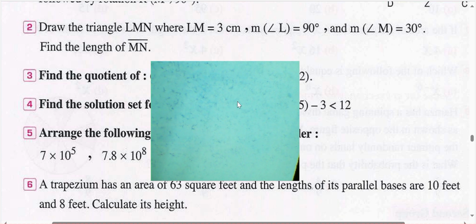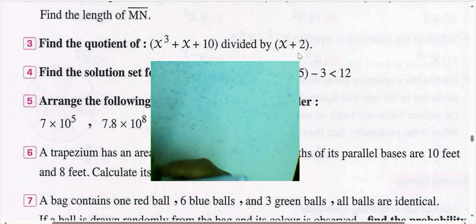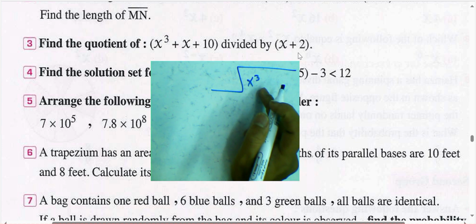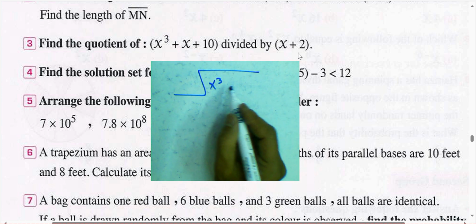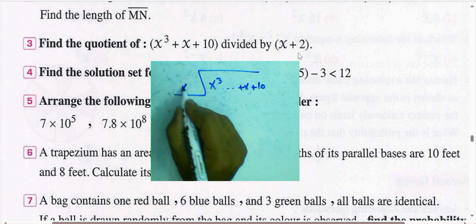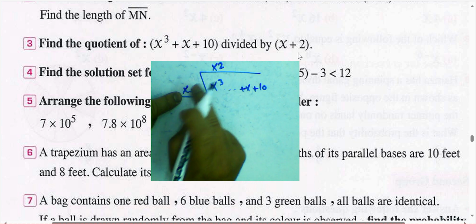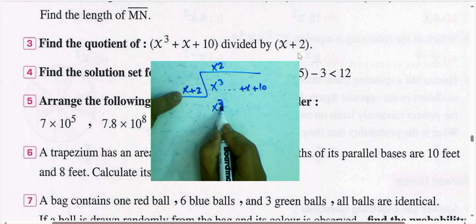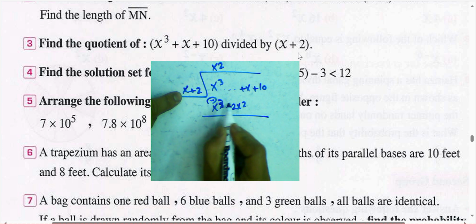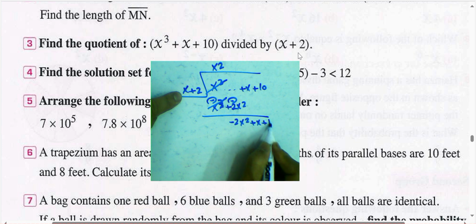Find the quotient of x power 3 plus x plus 10 divided by x plus 2. We have x power 3. We can leave a space here because we have x power 2. And write x and write 10. x power 3 divided by x equal x power 2. x power 2 times x equal x power 3. x power 2 times 2 equal 2x power 2. And then find the difference between them. Write negative 2x power 2 plus x plus 10.